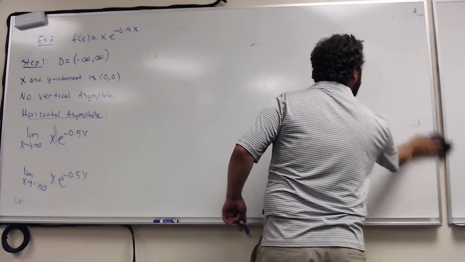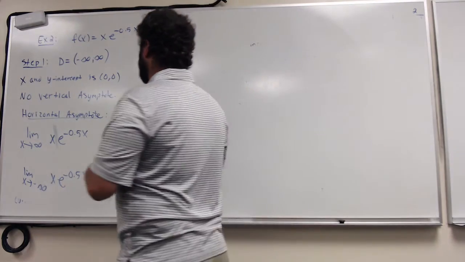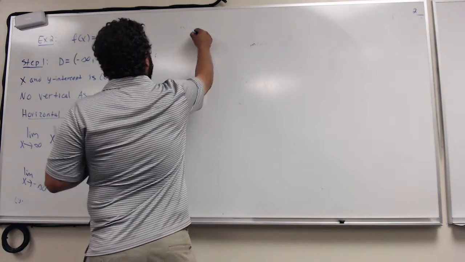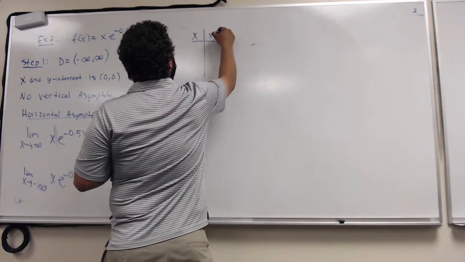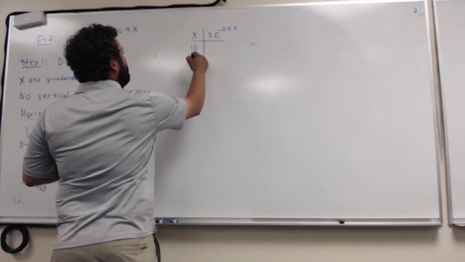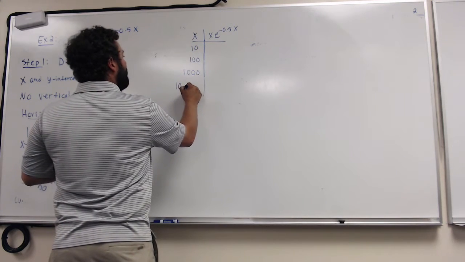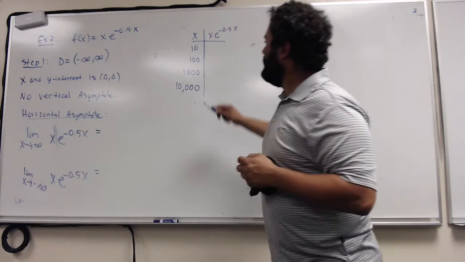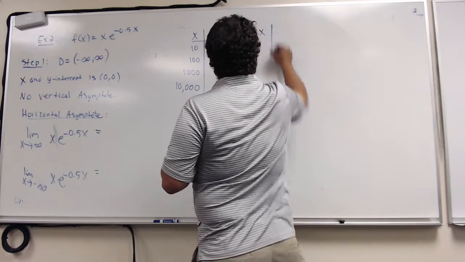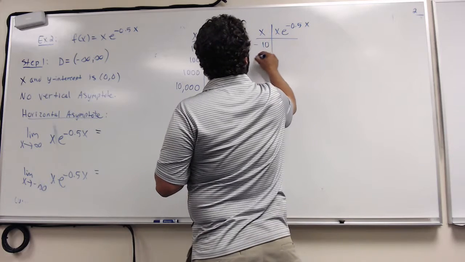So some of you are going to get out your calculator. Half the room's going to do the positive limit, the other half's going to do the other one. So to find these limits, I need to make a table. So I have x and x e to the negative 0.5x. And for the limit as x goes to infinity, we're going to do 10, 100, 1,000, maybe 10,000. So if somebody could start plugging these values into that function. And then for the other limit, I'm going to have to make a table where the values are getting more and more negative.